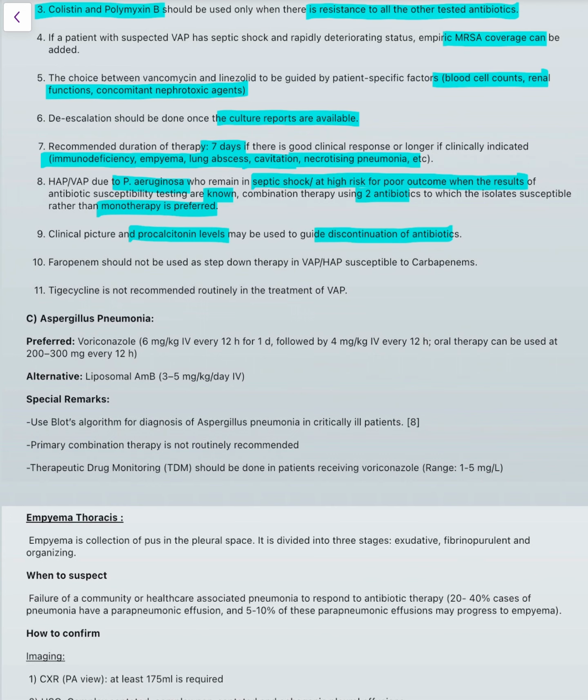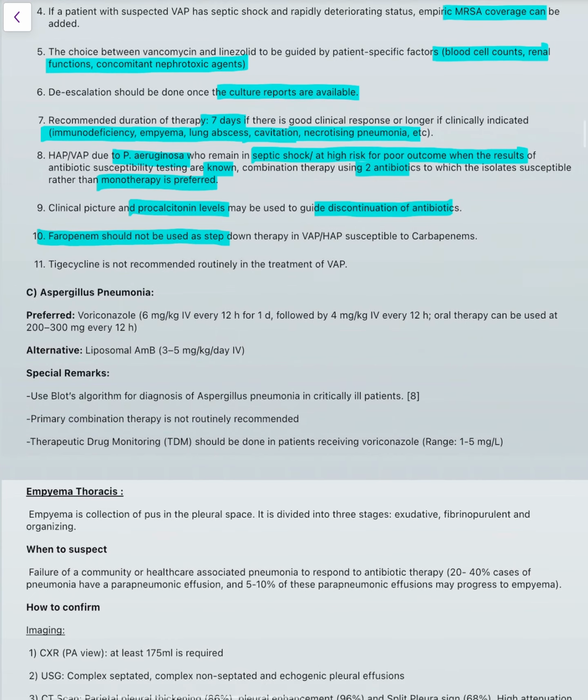Faropenem should not be used as step-down therapy, right? Faropenem is an oral carbapenem, so we tend to put the patient on faropenem and send the patient home or shift to the ward, right? This should not be done. Okay, and tigecycline is not recommended for routine use, right? Even in our hospital, we use it only when the organism is resistant to other antibiotics.